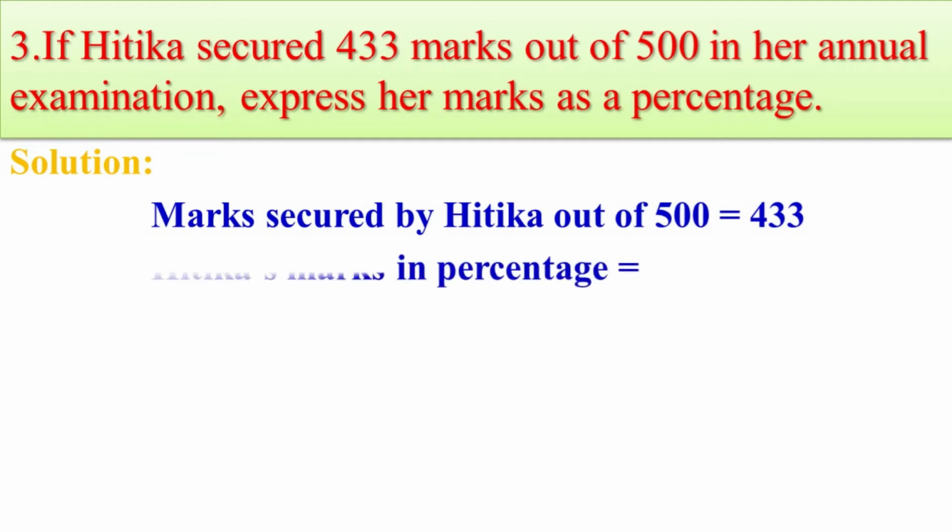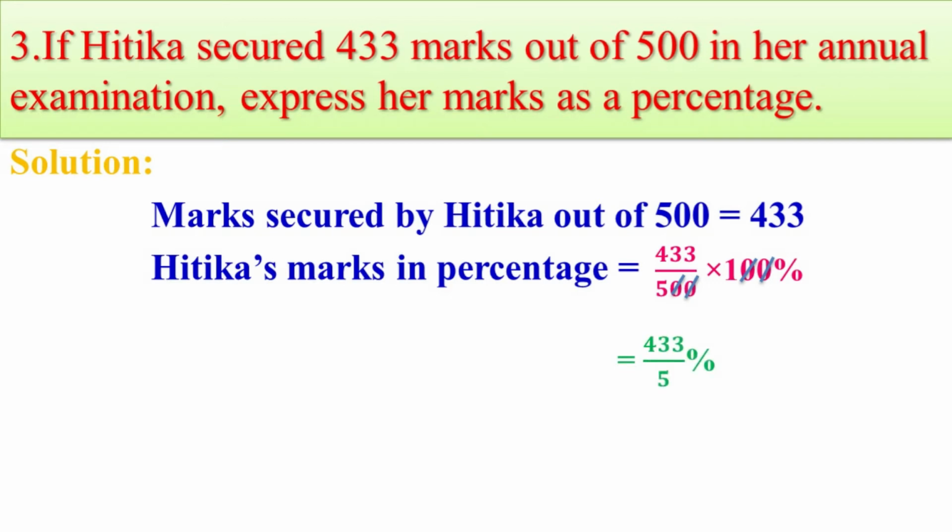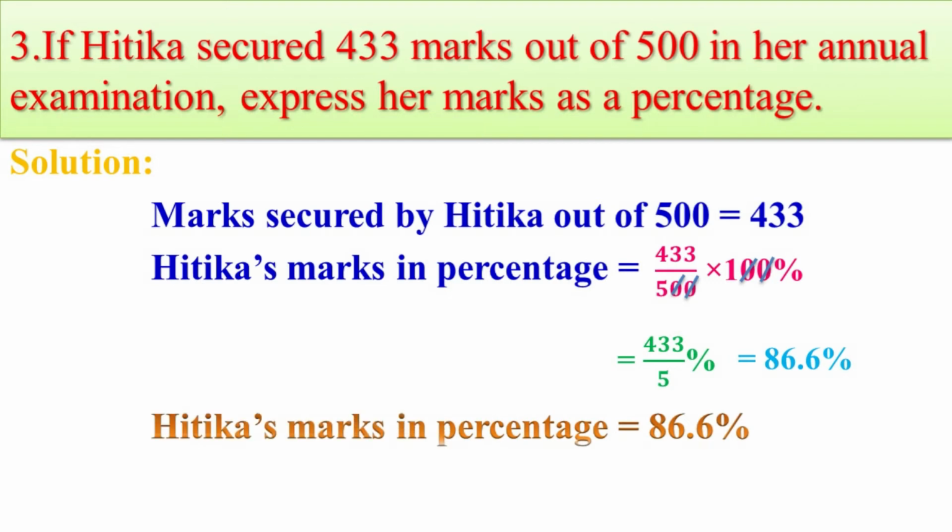To find the percentage, we have to write 433 divided by 500 into 100. Now, we can cancel 2 zeros in 500 and 2 zeros in 100. The remaining number is 433 by 5 percentage. On dividing 433 by 5, we get 86.6 percentage. Therefore, Kritika's mark in percentage is 86.6 percentage.